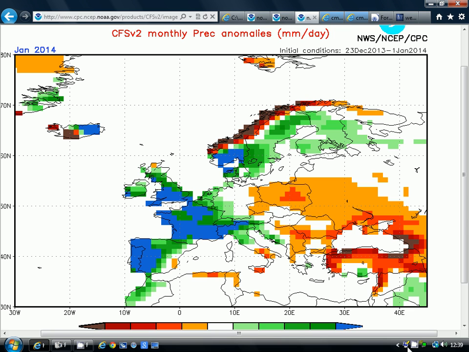In terms of the precipitation anomaly for January, it's going for a wetter than average month there for the British Isles and for Ireland, for most of Western Europe as well.